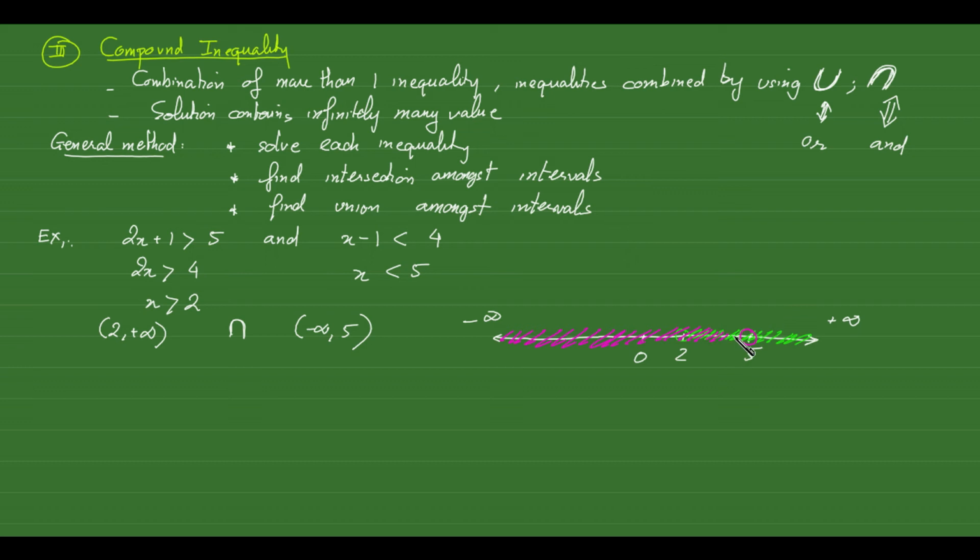Alright, now let's read this. Where are the green and the purple parts overlapping? It's right over here. So the final interval will be 2 to 5, I'm sorry, it's 2 to 5, because it's overlapping. You see the green and the purple overlapping each other. So it starts from 2 to 5. The original question is "and", so it's intersection, and we want to find the intersection part.